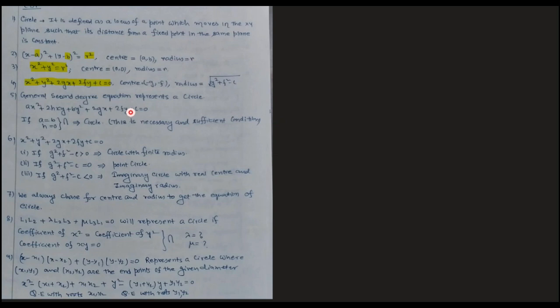Now consider the general equation of a circle: x square plus y square plus 2gx plus 2fy plus c, and from here we know the radius. If the radius is greater than 0, then you have a circle with a finite radius. If the radius of the circle is 0, then you get a point circle. But if the radius is less than 0, then the center is real but the radius is imaginary, so you get an imaginary circle.